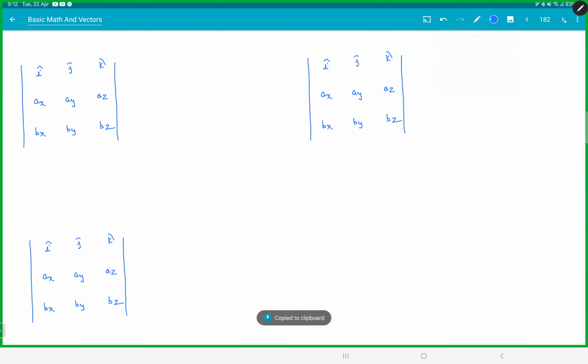So listen to this thing. This is the technique we use. First thing, step 1, we'll put a plus, minus, plus. This is step 1. And then step 2, choose any one line. So I'll choose I cap here.